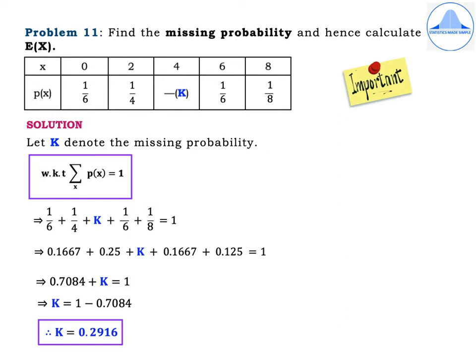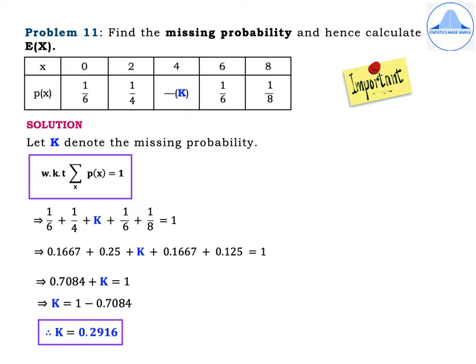They are all in fractions, and then there is one missing probability which I have highlighted in blue color with the alphabet capital K. Now the denominators of all these fractions are different, and hence I'll be converting these fractions into decimals when I find out the missing probability. So let's start with the solution. Let K denote the missing probability.